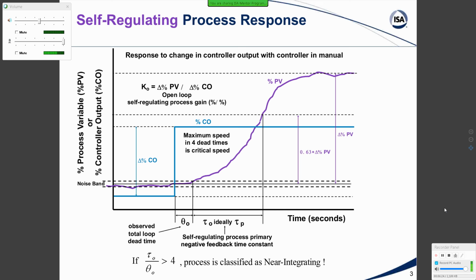And in those 4 dead times, if the time constant is larger than that, what it appears to the controller is that there's a ramp going on, and it doesn't know that it's eventually going to reach a steady state. It sees the ramp, and so we tune it based on that, and that has helped lambda tuning.